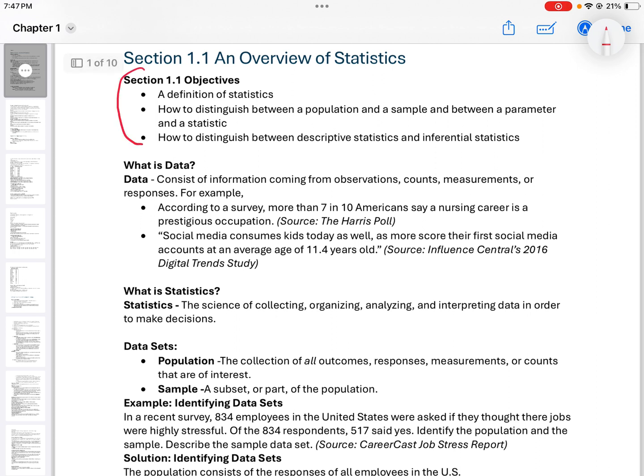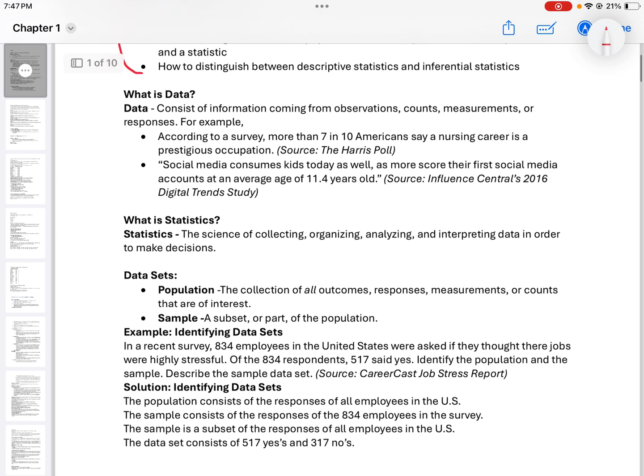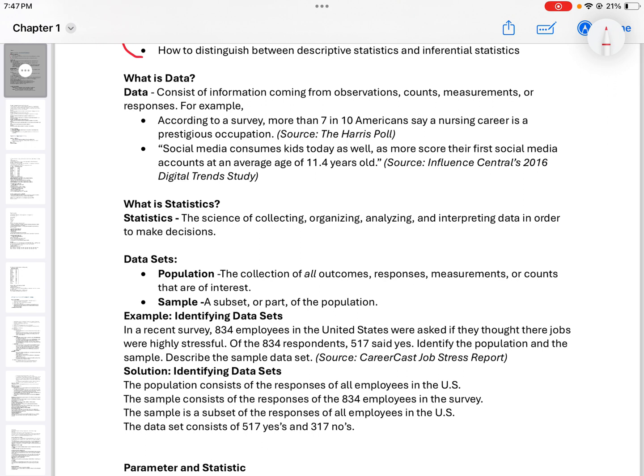Here are the objectives for the section. Let's begin with what is data? Data consists of information coming from observations, counts, measurements, or responses. For example, according to a survey, more than 7 in 10 Americans say nursing career is a prestigious occupation. Next, we have social media consumes kids today as well, as more score their first social media accounts at an average age of 11.4 years. So those are two examples of data.